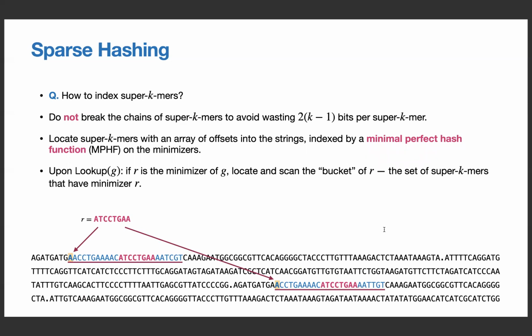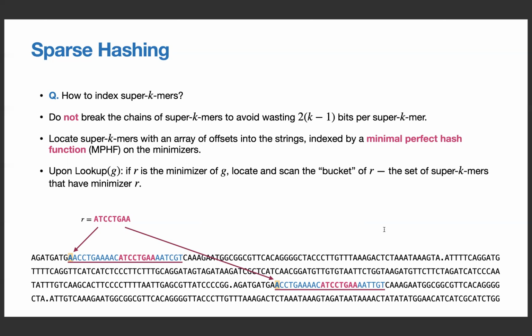So we understood that we don't have to break the chains of super k-mers in order to not waste 2 times k-1 bits per super k-mer. So what we do is locate super k-mers in our string collection. That is, we store an array of offsets into the strings that indicate the starting position of each super k-mer. And for fast identification of the set of offsets for a given minimizer, we store the offsets in the order given by a minimal perfect hash function built over the set of distinct minimizers.